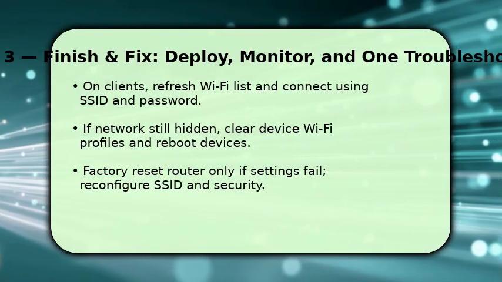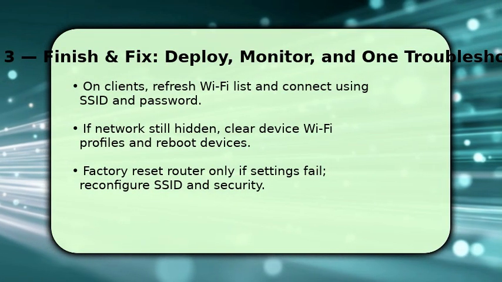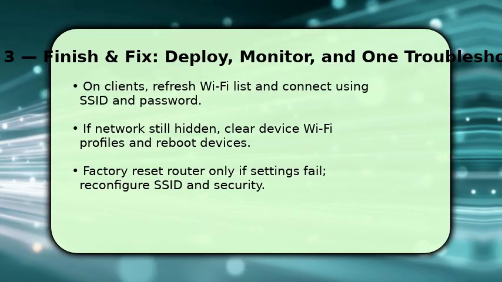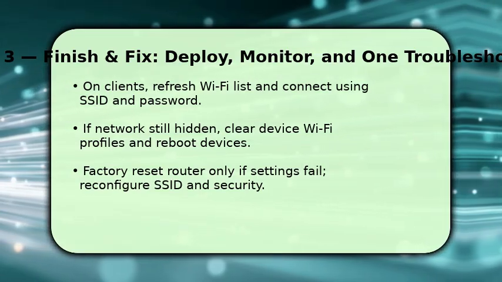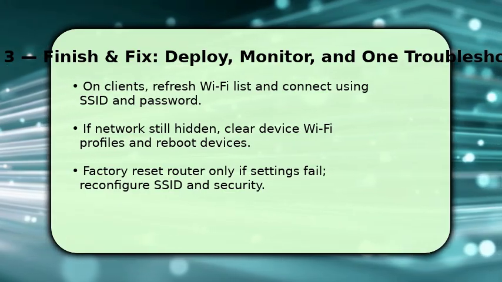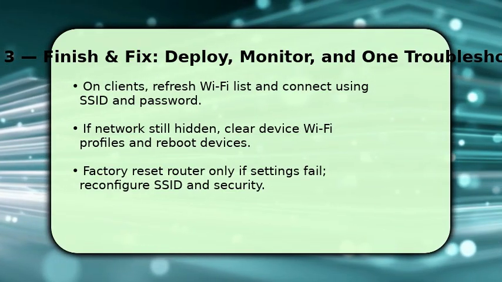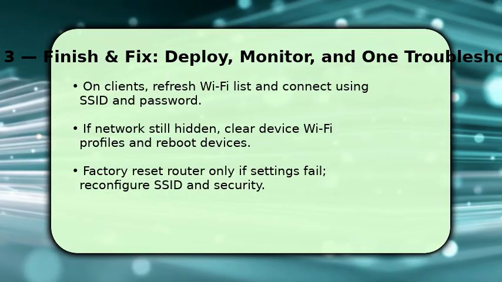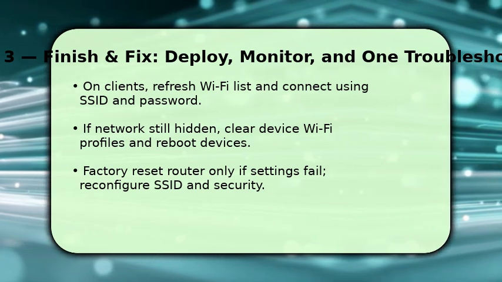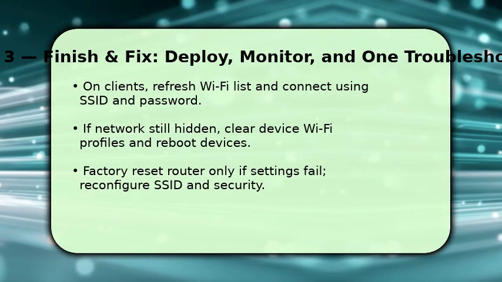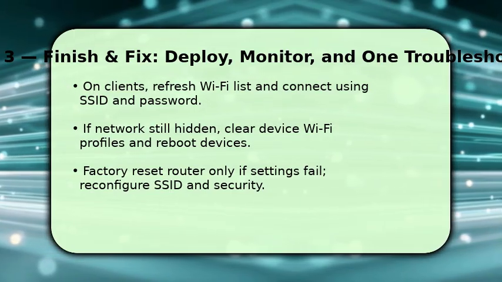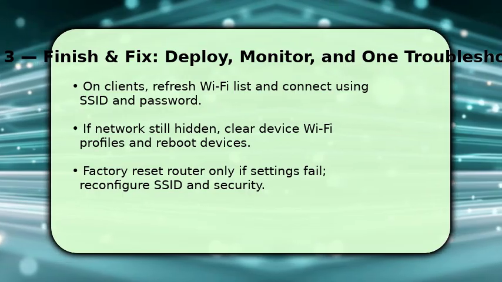Refresh their Wi-Fi lists, select the SSID, and enter the existing password. Once done, make sure to update any saved profiles on phones, laptops, or smart devices so they auto-join. If the network remains invisible, clear the device's saved networks and reboot both router and client. As a last resort, factory reset the router and perform the same SSID and security setup again. Only use that step if all other attempts fail, because it wipes custom settings.